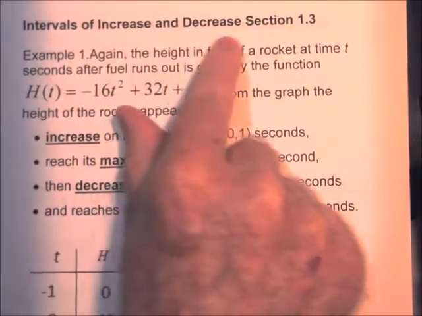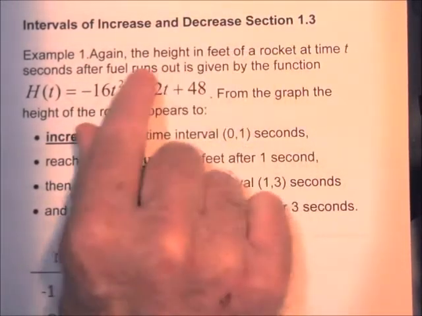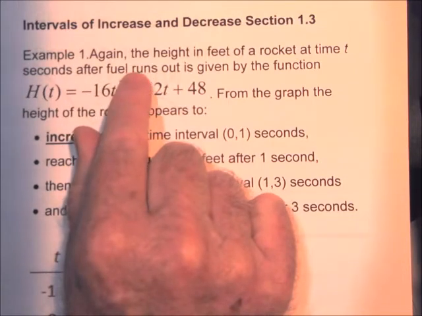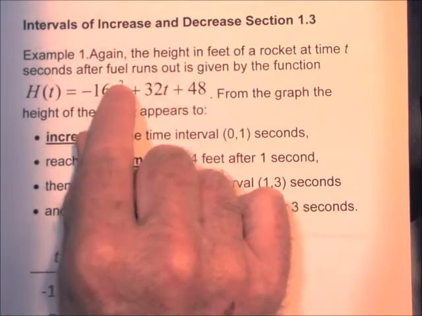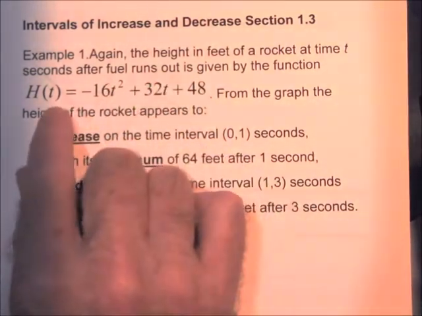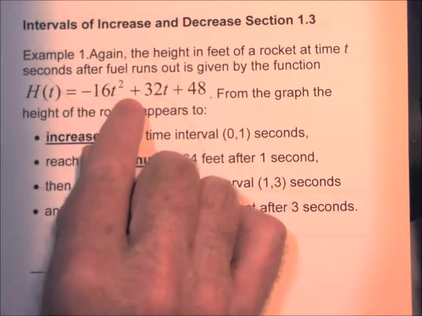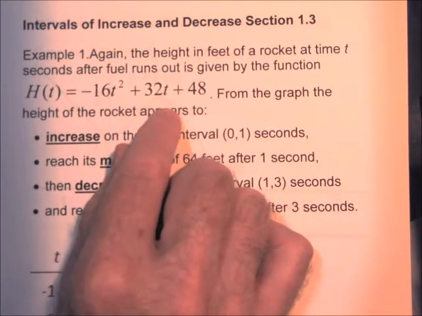Intervals of increase and decrease, section 1.3. Again, we'll go back to the height of the rocket at time t seconds after fuel runs out. H of t is negative 16t squared plus 32t plus 48.